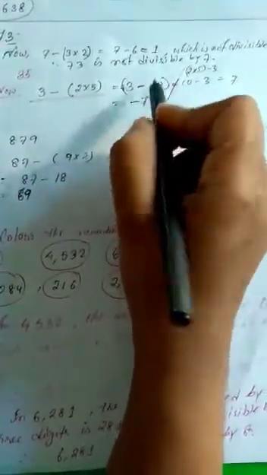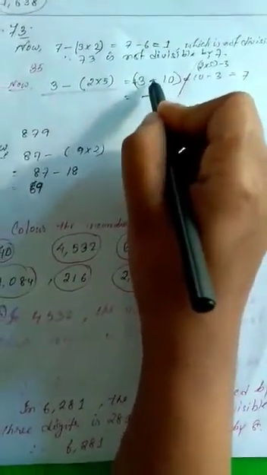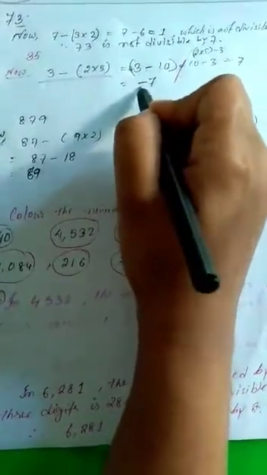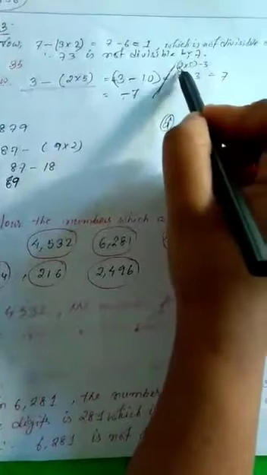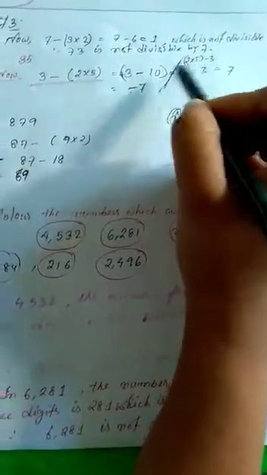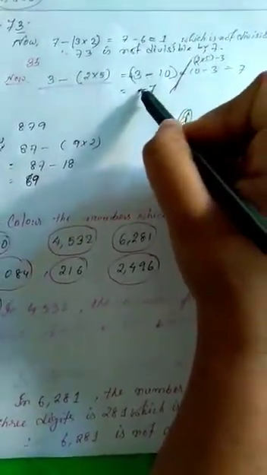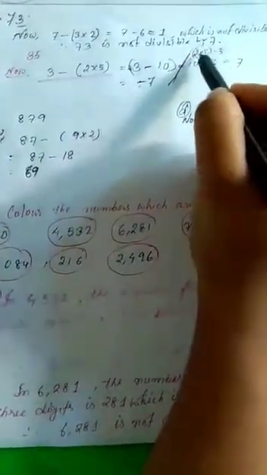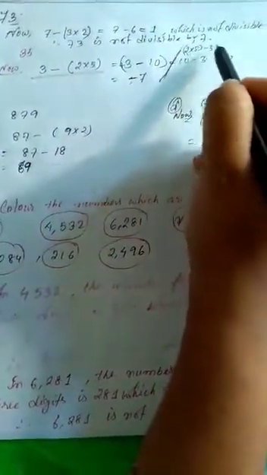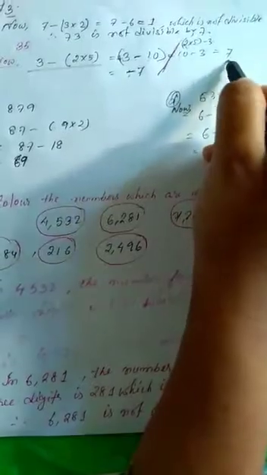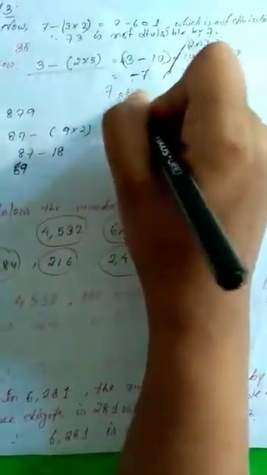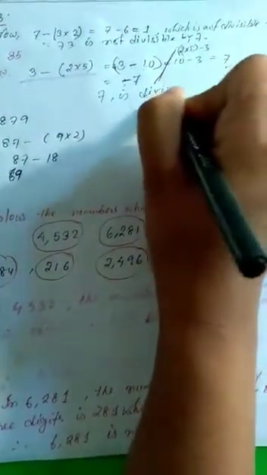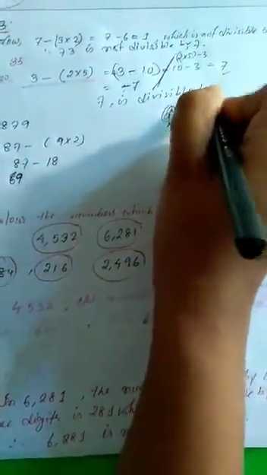As 10 is the larger number, we could put a minus 1 here. This way you can do it, or the other way also. Either way works, because the sign does not matter in division. So 2 into 5, and then minus 3, 10 minus 3 we get 7. In both cases 7 is divisible by 7. That means 35 is divisible by 7.